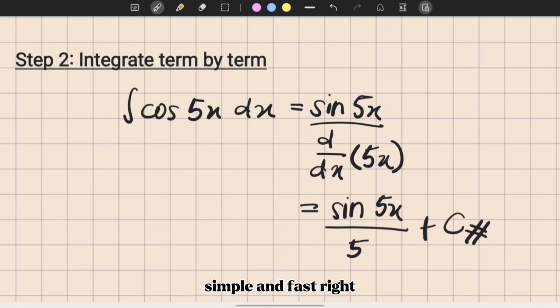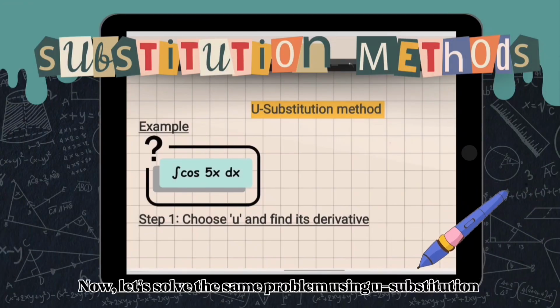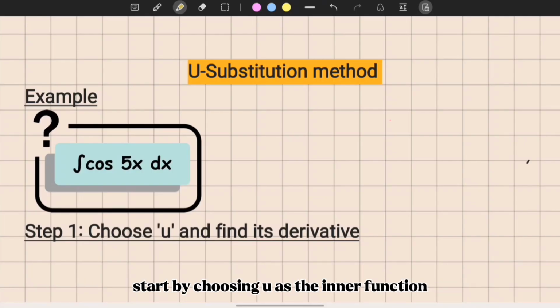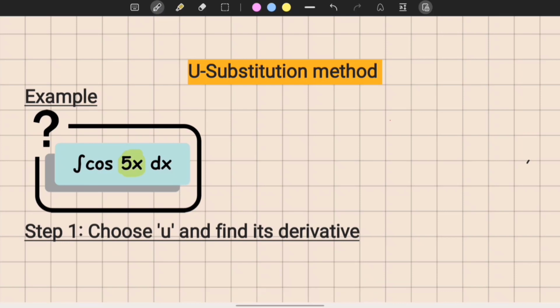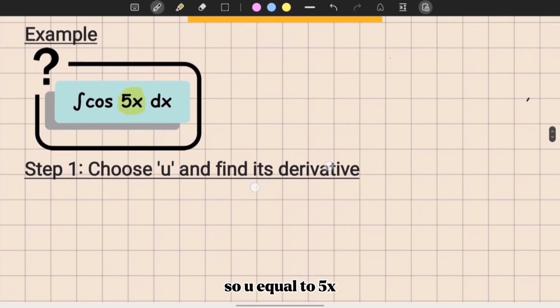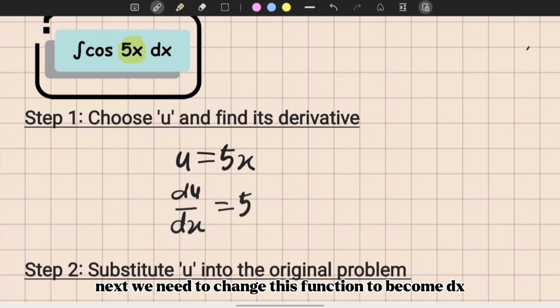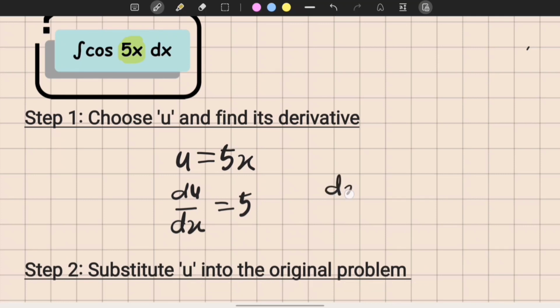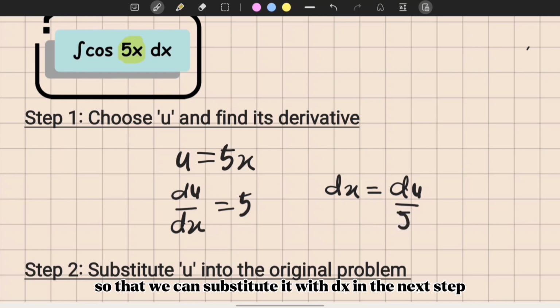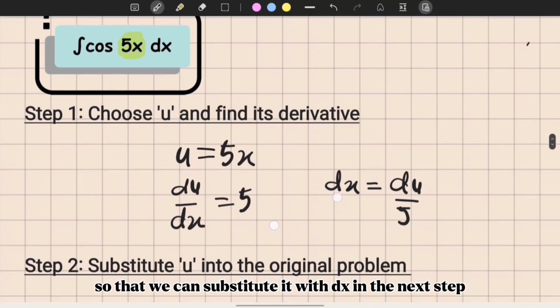Simple and fast, right? Now, let's solve the same problem using u substitution. Start by choosing u as the inner function. In this case, 5x will be the inner function. And then find its derivative. So, u equal to 5x. When we derive, we will get du over dx equal to 5. Next, we need to change this function to become dx equal to du over 5 so that we can substitute it for dx in the next step.